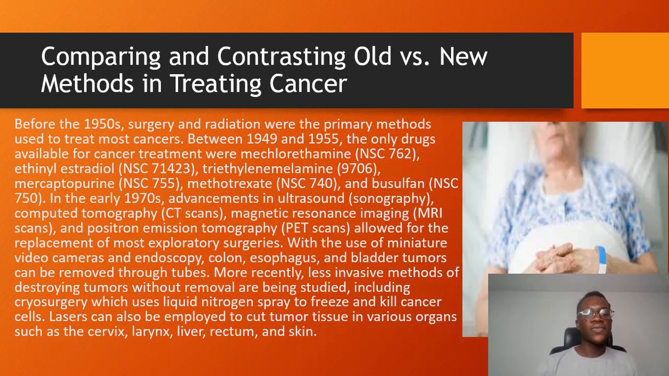With the use of miniature video cameras and endoscopy, colon, esophagus, and bladder tumors can be removed through tubes. Most recently, less invasive methods of destroying tumors without removal are being studied, including cryosurgery, which uses liquid nitrogen spray to freeze and kill cancer cells. Lasers can also be employed to cut tumor tissues in various organs, such as the cervix, larynx, liver, rectum, and skin.